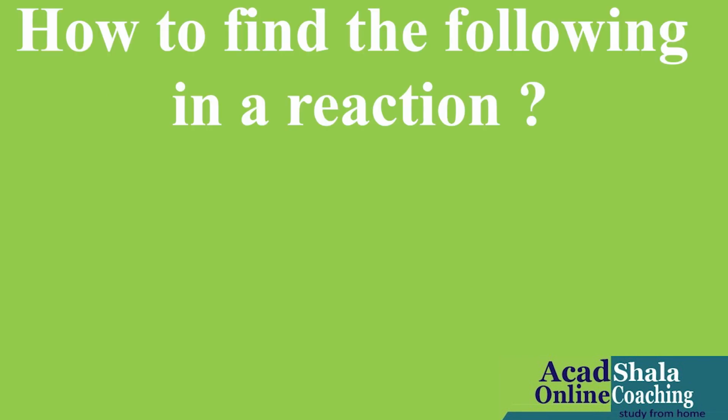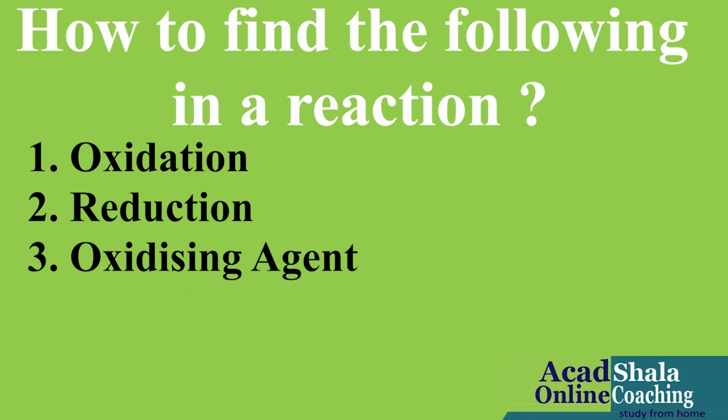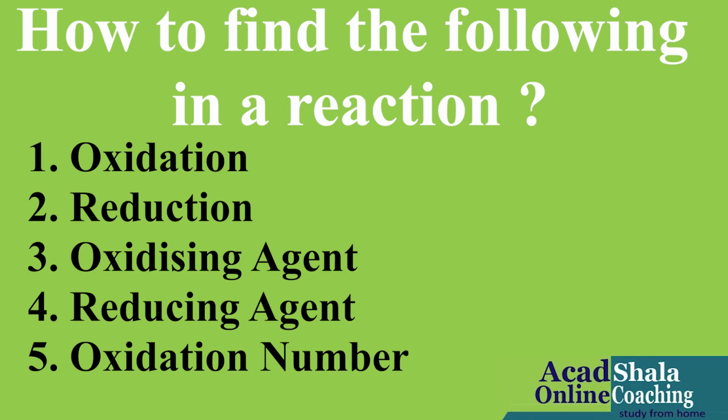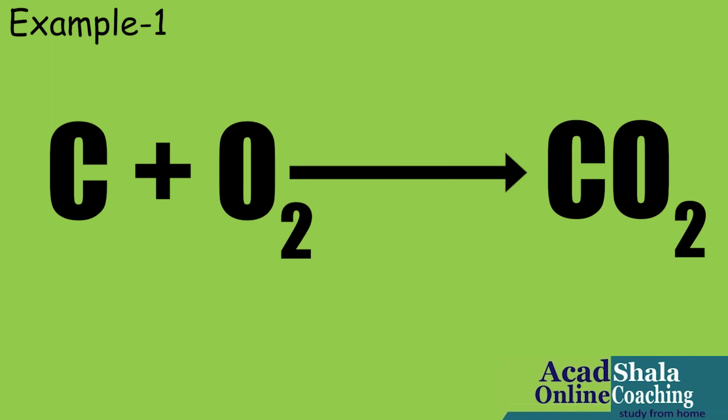Now we will also learn how to tell, in a reaction, the oxidation, reduction, oxidizing agent, reducing agent, and oxidation number. We should know all these things in a chemical reaction. Now let us take an example: C plus O2 gives you CO2. Now you are seeing this reaction on the board.